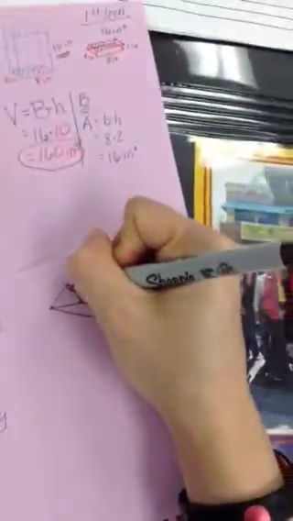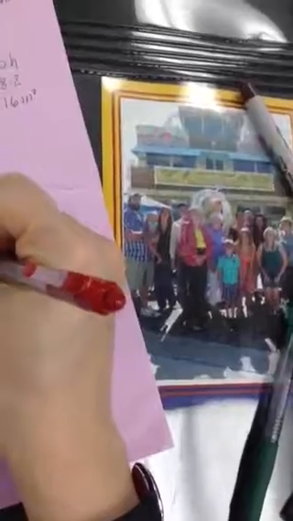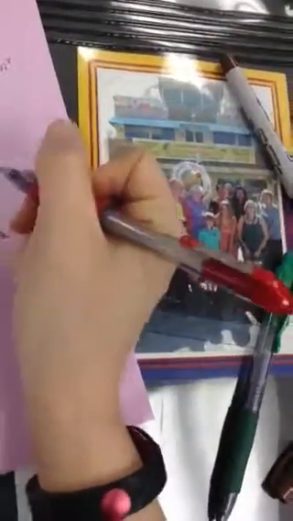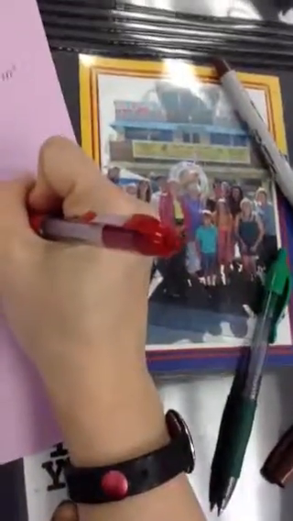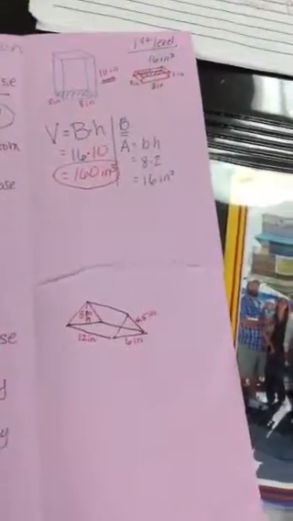Now, let me put my measurements in here. So my measurements for my tent are 5 inches and 12 inches and 6 inches, and then we'll say this is 4.5 inches. All right. So we've got a lot of information here. We have to decide what we're going to use.